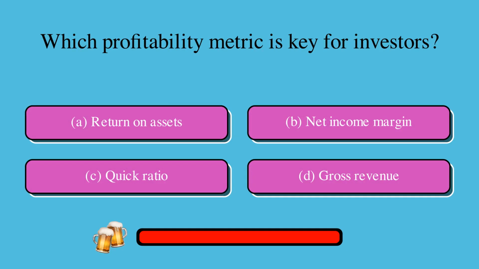Which profitability metric is key for investors? Is it A, return on assets, B, net income margin, C, quick ratio, or D, gross revenue? The correct answer is B, net income margin.